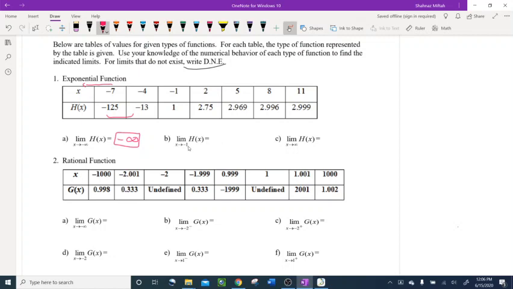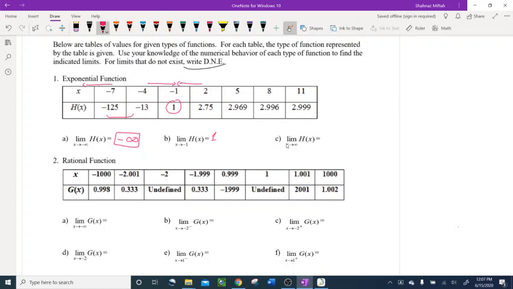Limit as x approaches -1. They didn't mention positive or negative up here, so I'm going to do both. First, I approach from the right, though you don't have to, you can do whatever you want. X approaches -1 from the right, and x approaches -1 from the left, and you know it's not undefined or a hole. So I'm approaching 1.